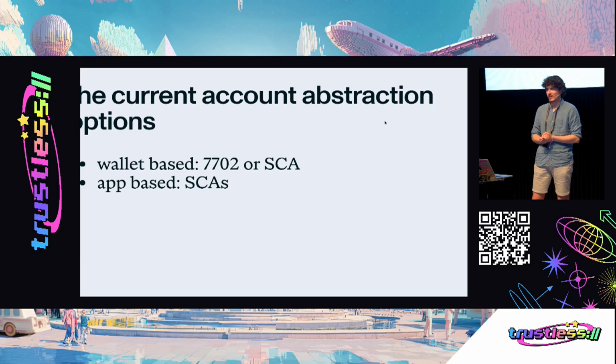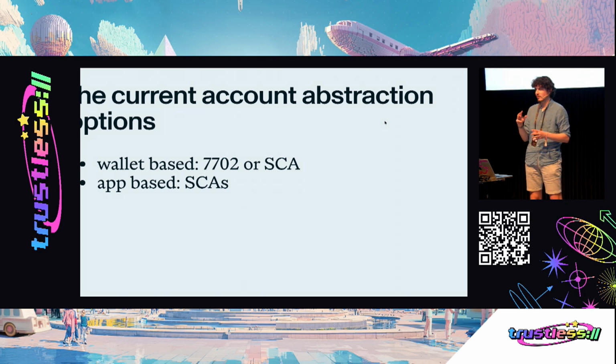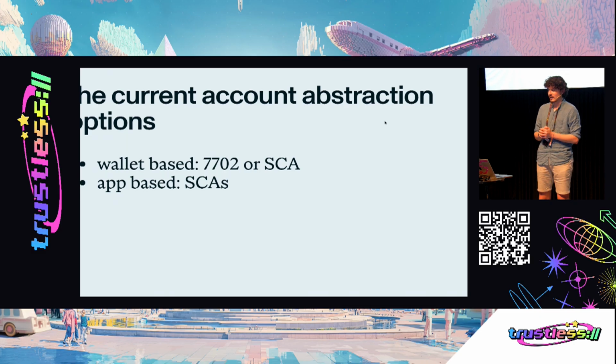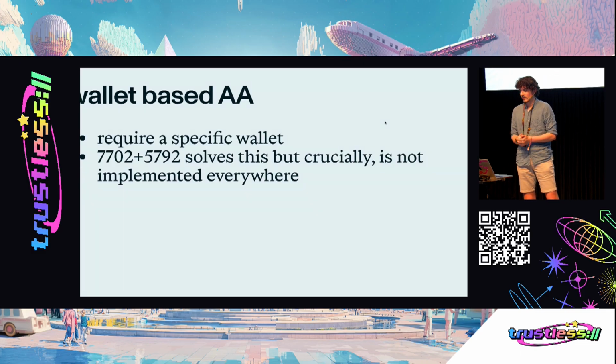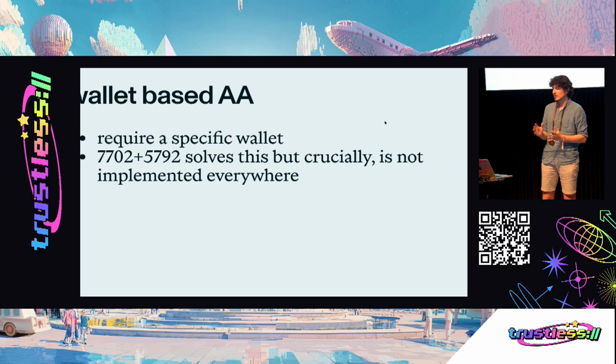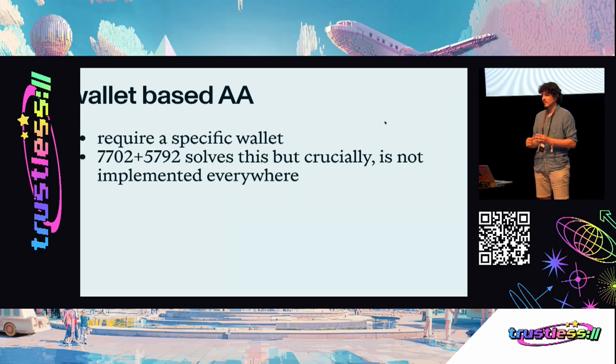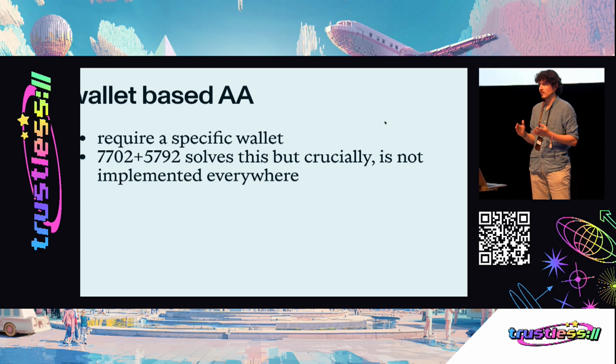About account abstraction on Namechain, the current account abstraction options are essentially between two sectors. We've got wallet-based and app-based account abstraction. On the wallet side, we've got 7702 or a straight SCA implementation with like a passkey signer or something. And on the app side, that tends to be just standard SCAs. So with wallet-based account abstraction, our issue generally is that it requires a specific wallet.